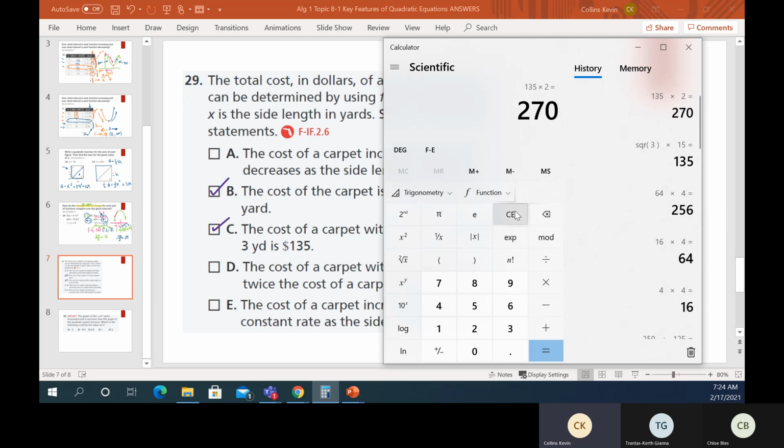So the other equation was that we're going to do the side length is 6, so that's x. Then we square x, and then we take that times 15. That's 540. So it's not the same, is it?